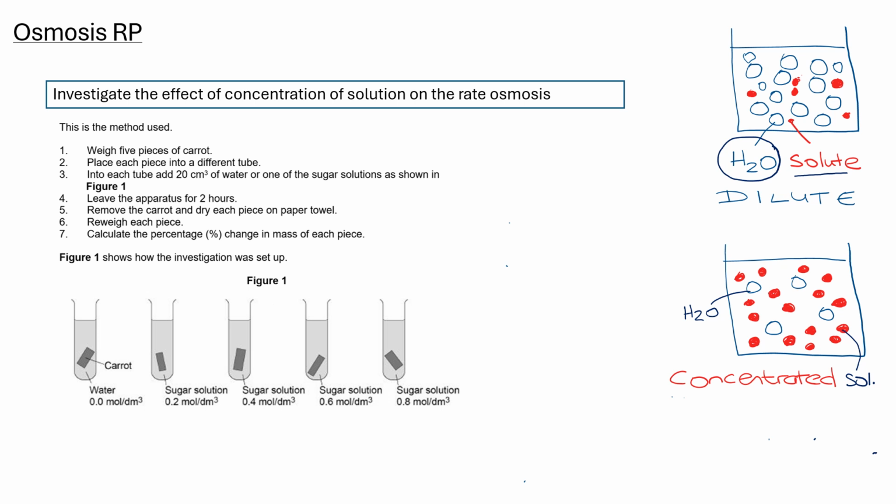In this investigation, the independent variable is concentration. It's always the subject of the investigation. Sometimes they could ask about the effect of temperature on the rate of osmosis, and in that case temperature would be the independent variable, and also they could give you an investigation investigating the effect of surface area, and again that would be the independent variable.